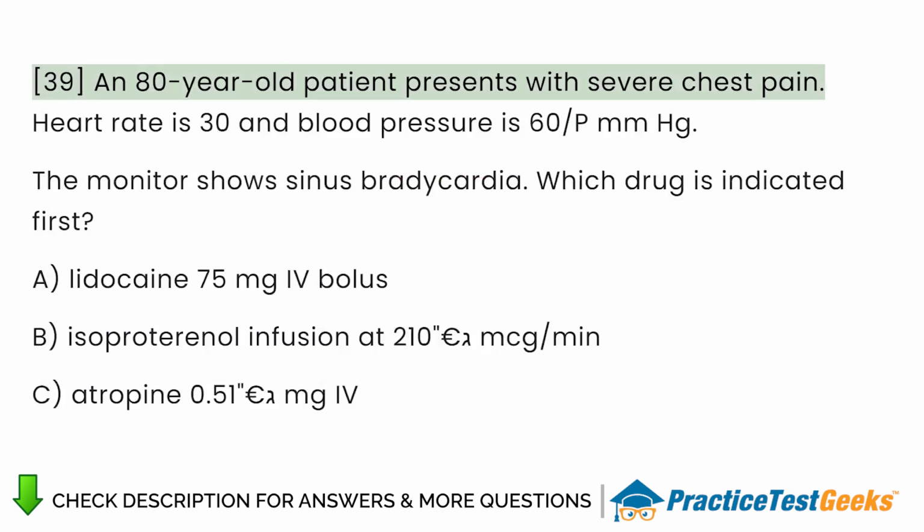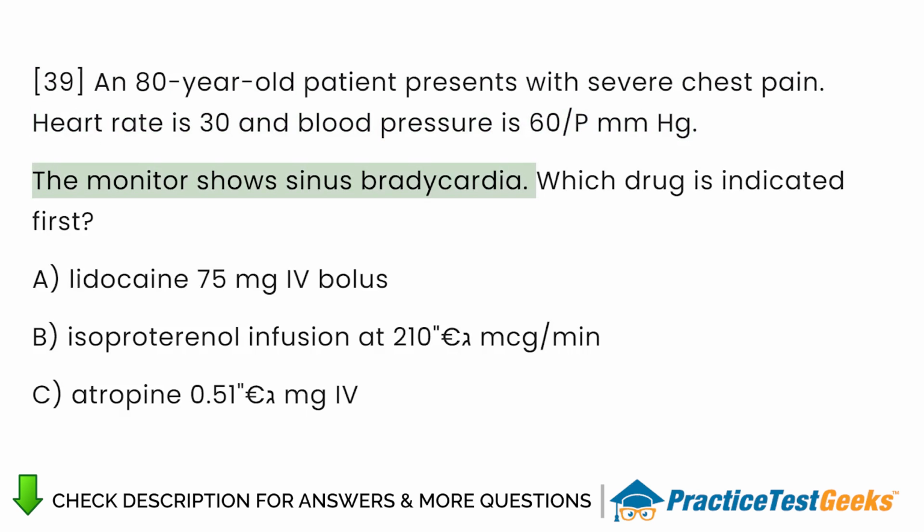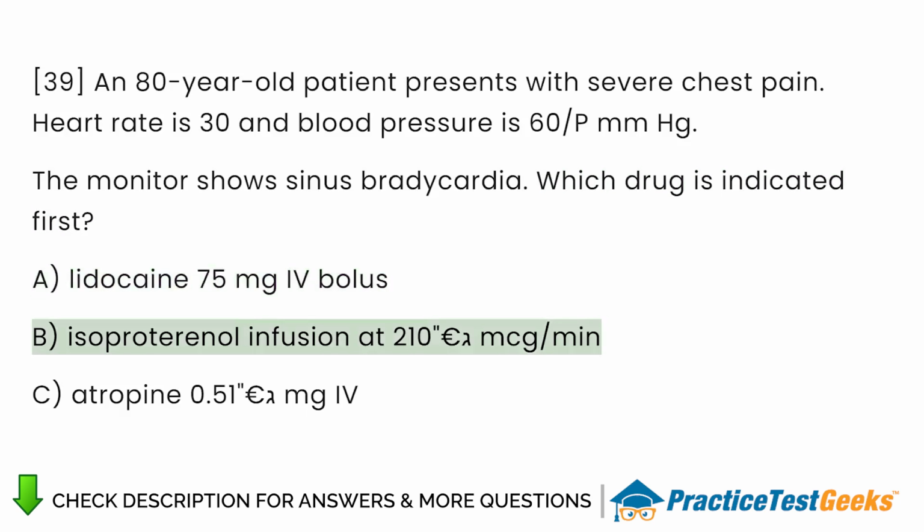An 80-year-old patient presents with severe chest pain. Heart rate is 30 and blood pressure is 60 mmHg. The monitor shows sinus bradycardia. Which drug is indicated first? A. Lidocaine 75 mg bolus. B. Isoproterenol infusion at 2 to 10 mg per minute. C. Atropine 0.5 to 1 mg.